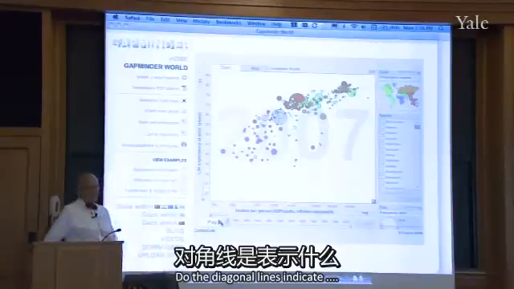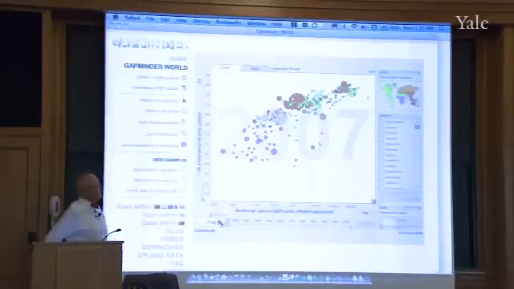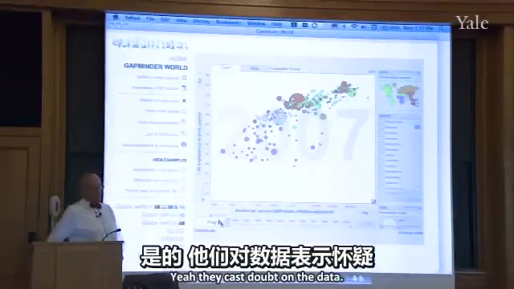Do the diagonal lines indicate you fit across the circles? Sorry, do the diagonal lines... Yeah, they cast doubt on data.